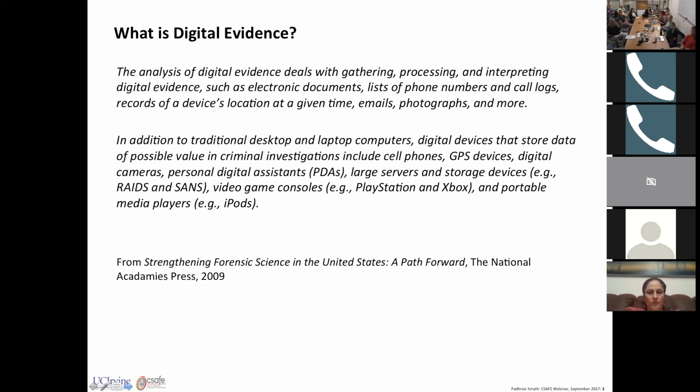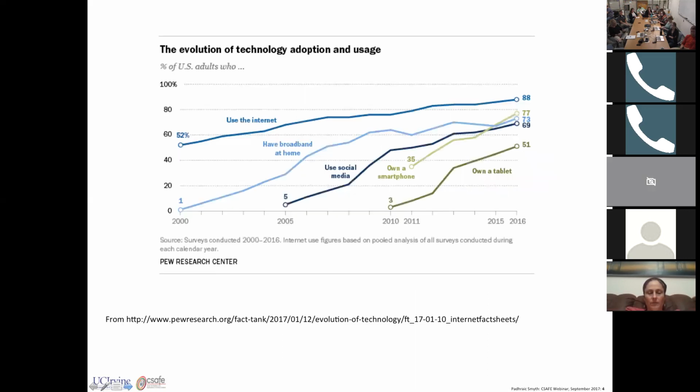And then they go on to say, in addition to traditional desktop and laptop computers, we can also have cell phones, GPS devices, digital cameras, and so on and so forth. So this sort of by example gives you a sense of what digital evidence consists of and digital forensics. And of course, obviously in the context of criminal investigation, since criminals use all these devices. And it's become increasingly important for forensics in general to take account of digital evidence.